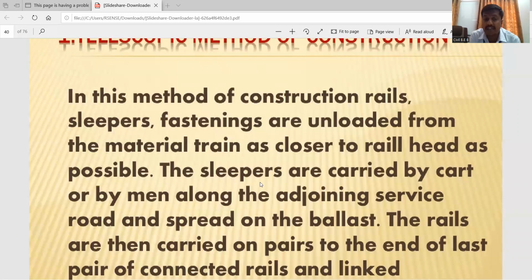The sleepers are carried by cart or by the main along with the adjoining service roads and spread on the ballast. Have you seen how the sleepers are mounted on a railway track? Have you seen it before?